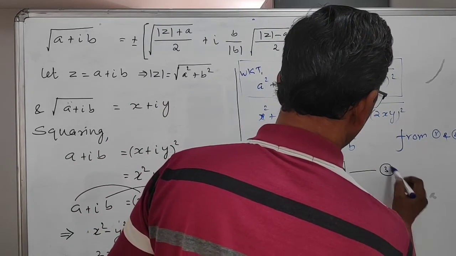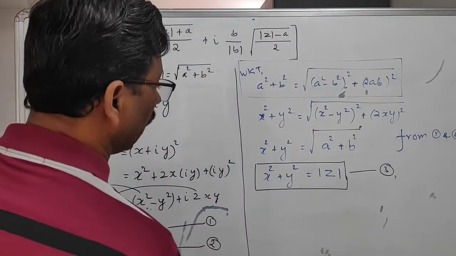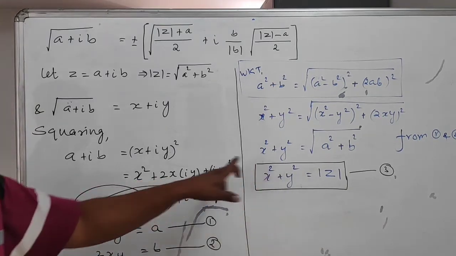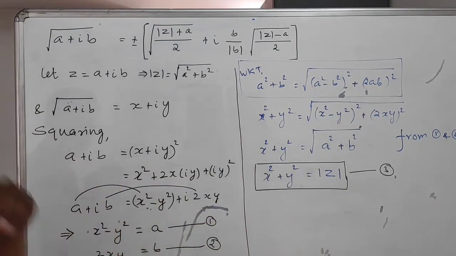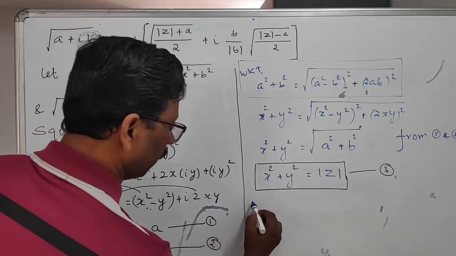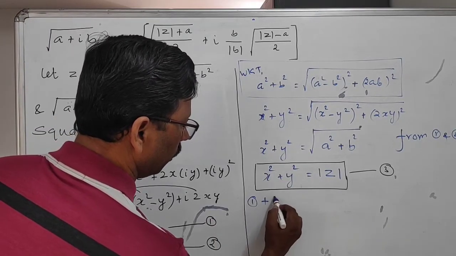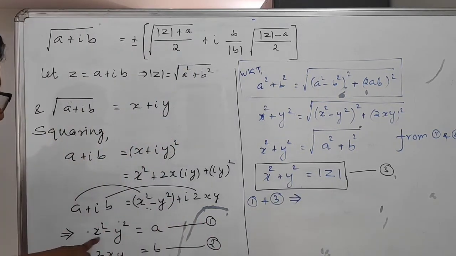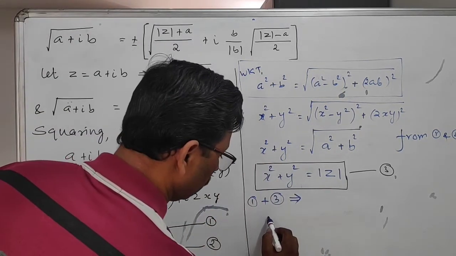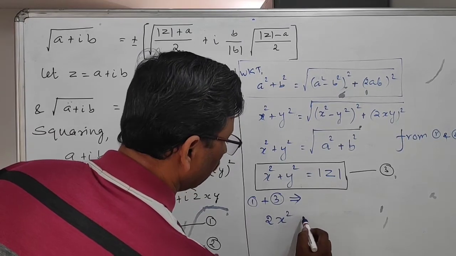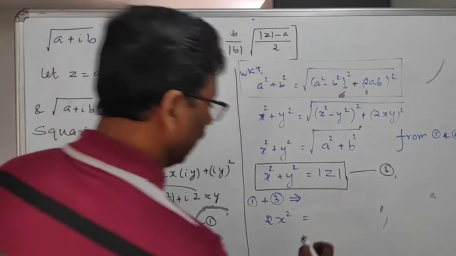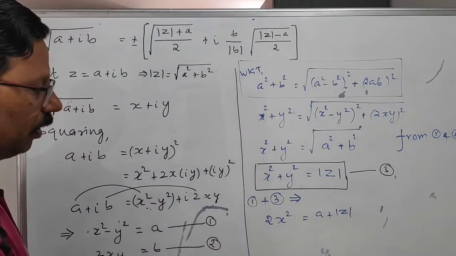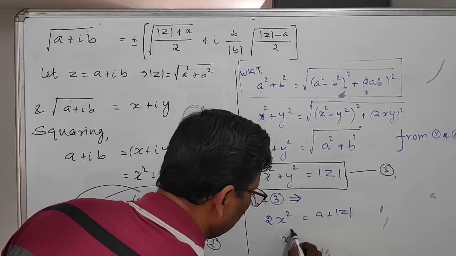This is equation number 3. Now our aim is to solve equations 1 and 3 because they are simultaneous equations of degree 2. Therefore, by adding 1 plus 3, we are eliminating y square. x square plus x square gives 2x square, which is equal to a plus modulus z.